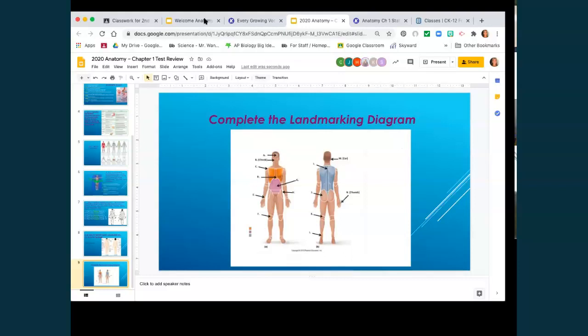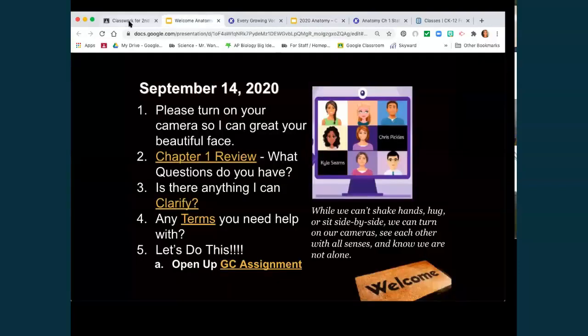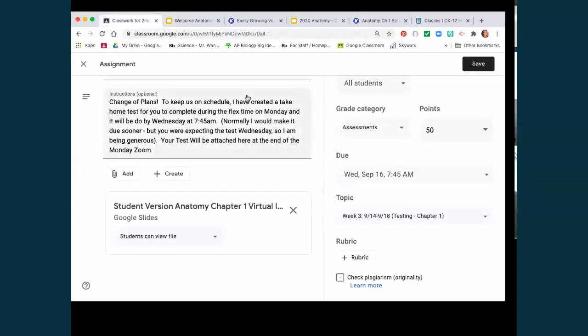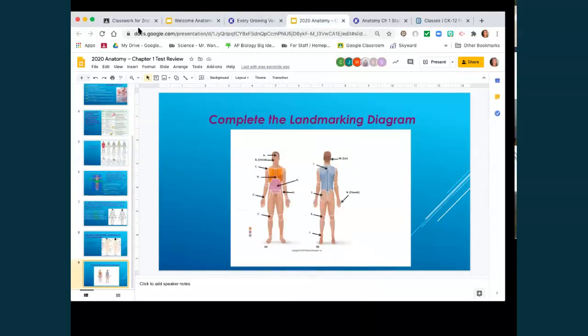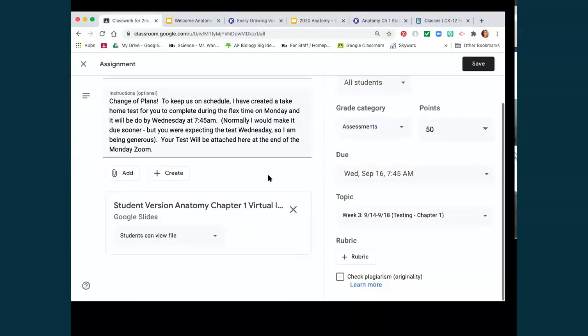Okay, so this is what I have for you for your assignment. So this is going to count as our test. This isn't what I typically do, but like I said, it's more important that we have an understanding, a working knowledge of what we're going to do here. So I'm going to go ahead and open this so you can see what you have to work with.